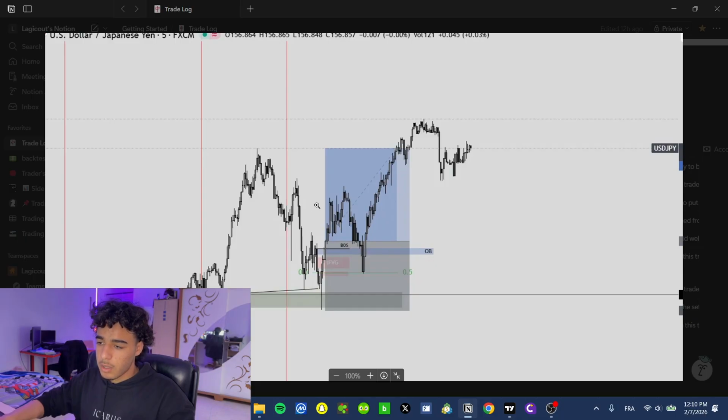I entered the trade. We got into a little bit of drawdown, but I sat and forgot. Literally, I didn't look at the chart at all. And some hours later, we hit full TP.